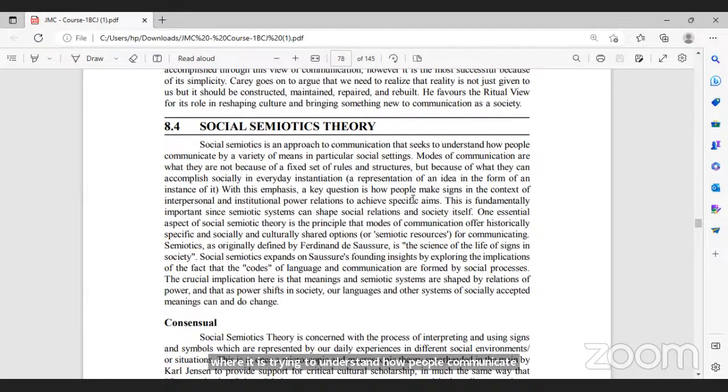A key question is how people make signs in the context of interpersonal and institutional power relations to achieve specific aims. Fundamentally, it is important to understand that semiotic systems can shape social relations and society itself. One essential aspect of social semiotic theory is the principle that modes of communication offer historically specific and socially and culturally shared options for communicating. Semiotics was originally defined by Ferdinand de Saussure as the science of the life of signs in society. Basically, it refers to the symbols and signs that we see.